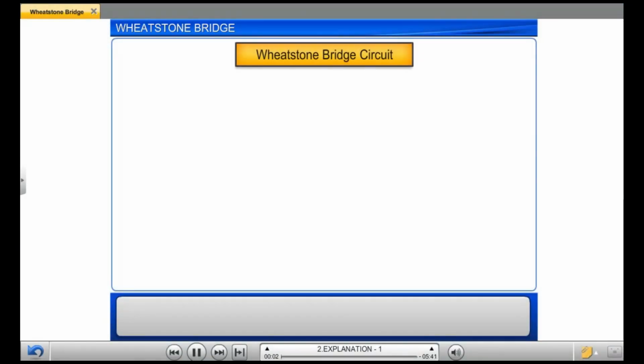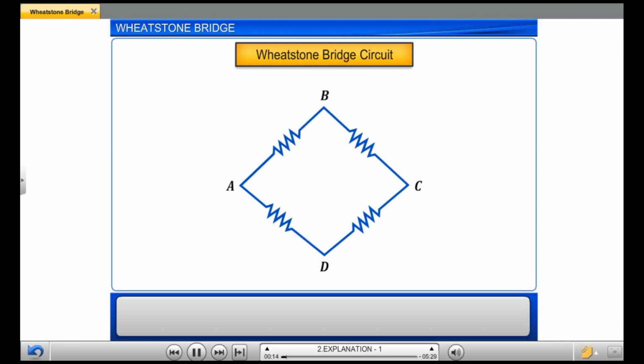The Wheatstone bridge is an electrical circuit shaped like a rhombus, ABCD. The four sides of the rhombus are made up of four different resistors, R1 to R4.